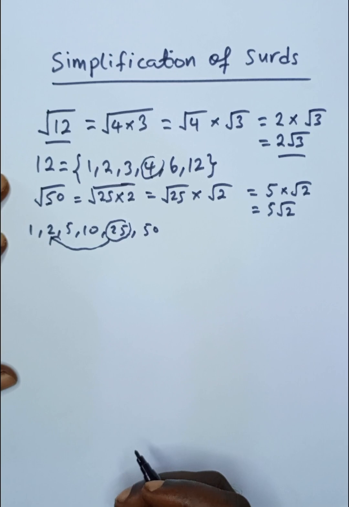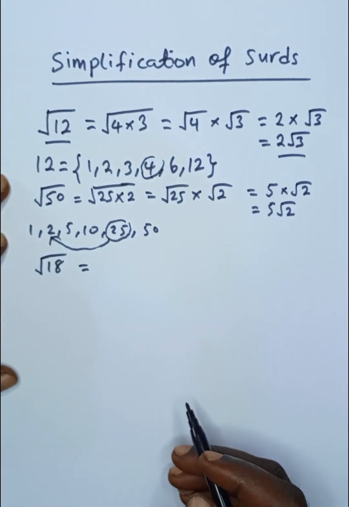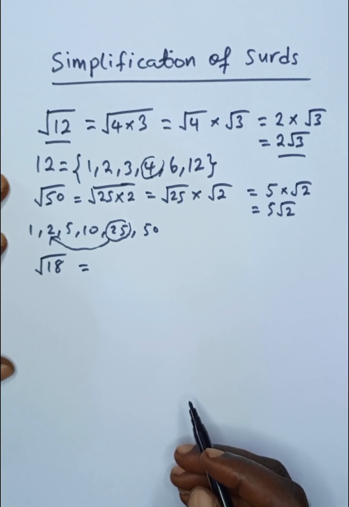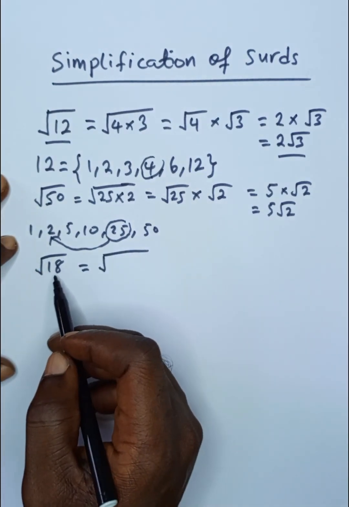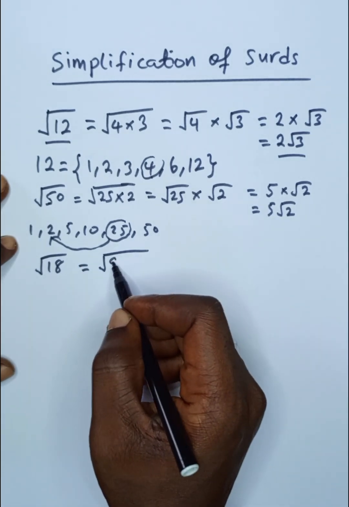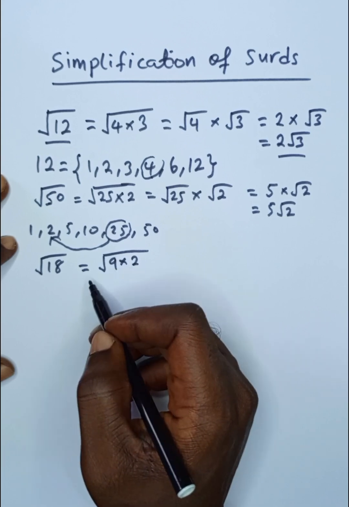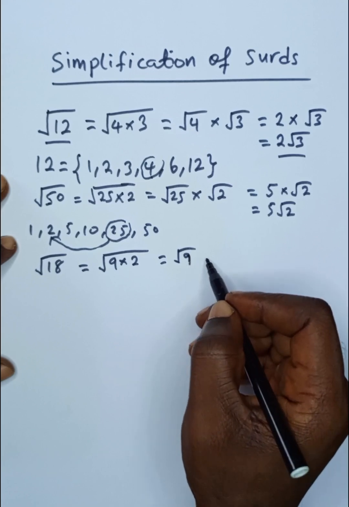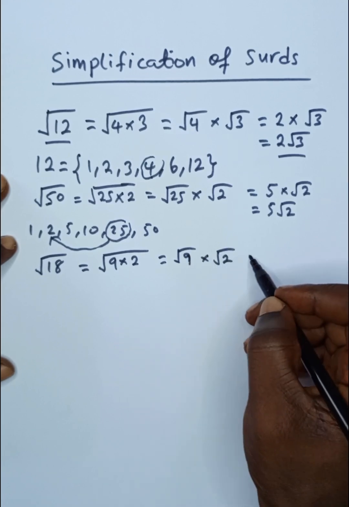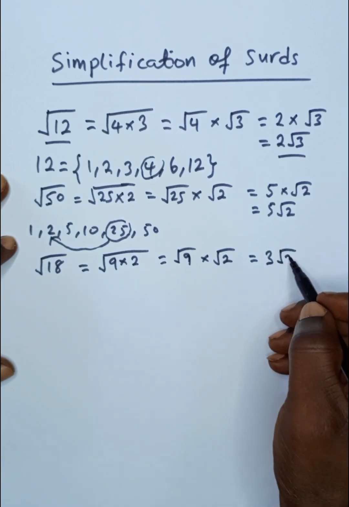Let us solve another example. Simplify root 18. As we did before, we are going to write the factors of 18, then we pick the highest perfect square within the factors. The highest perfect square in the factors of 18 is 9, so it's going to be the highest perfect square times 2, because 9 times 2 will give us the 18. Now this is equal to root 9 times root 2. Now the square root of 9 is 3, so it's going to be 3 root 2.